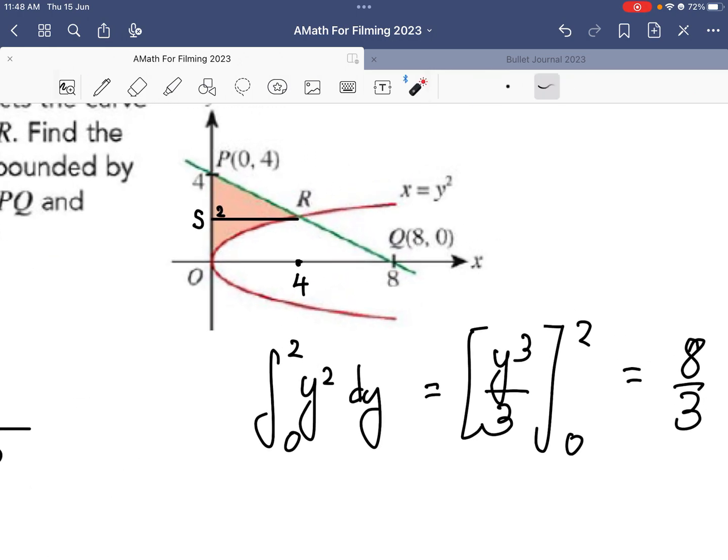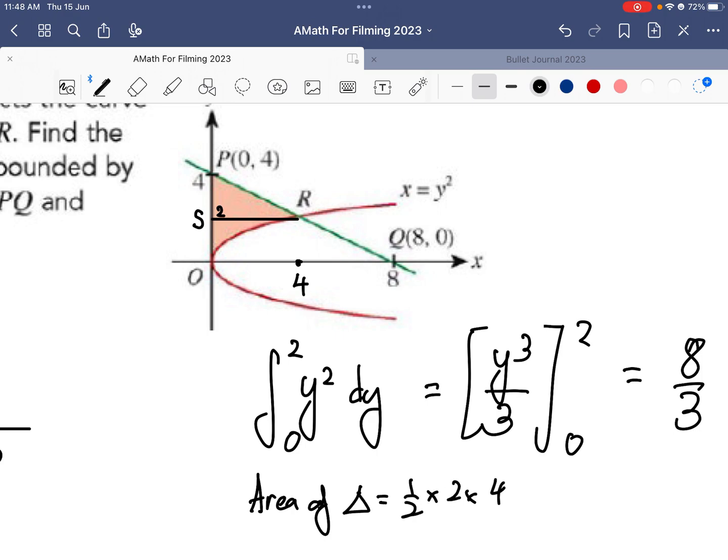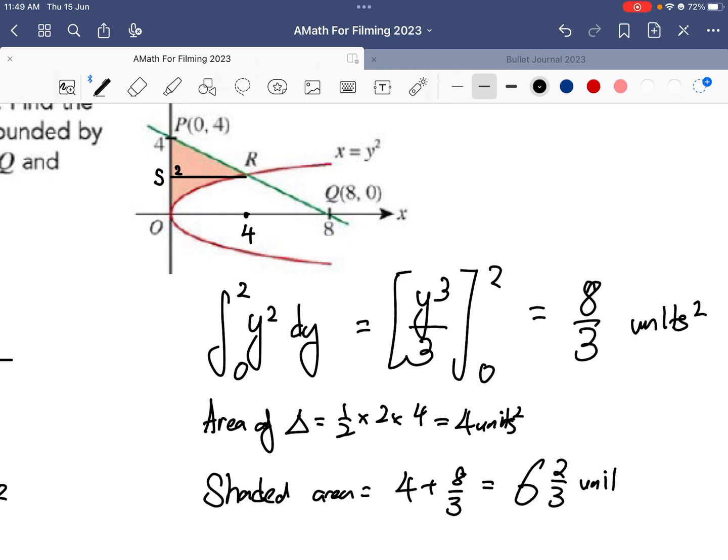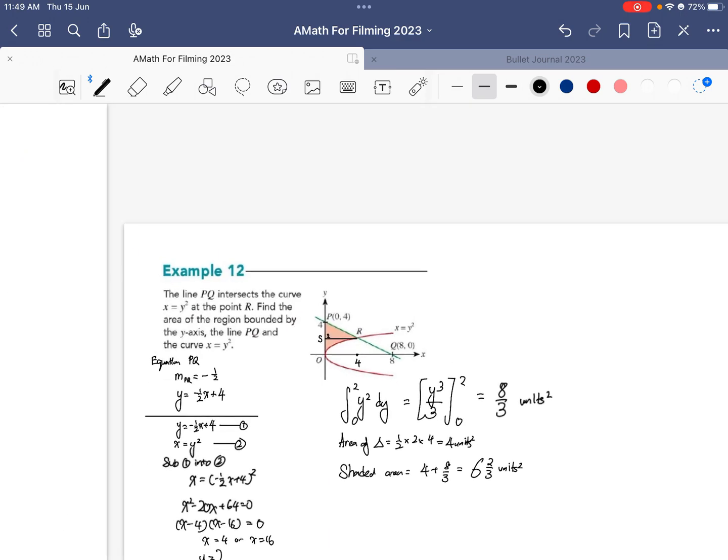Now, the next thing is to find the area of this triangle over here. This triangle, height is 4, the base is 2. So it's half times 2 times 4. So area of triangle is half times 2 times 4. So I get 4 units squared. Hence, if I want to find the shaded area, the shaded area is equal to 4 plus 8 over 3. So in total, what I get is 6 and 2/3 units squared.